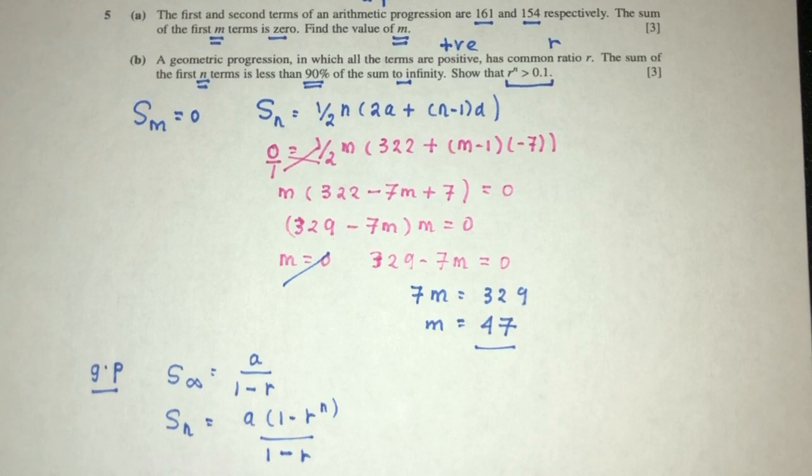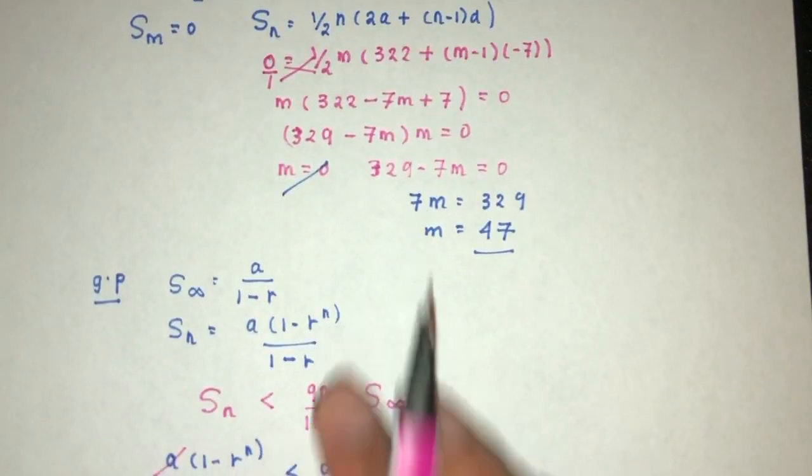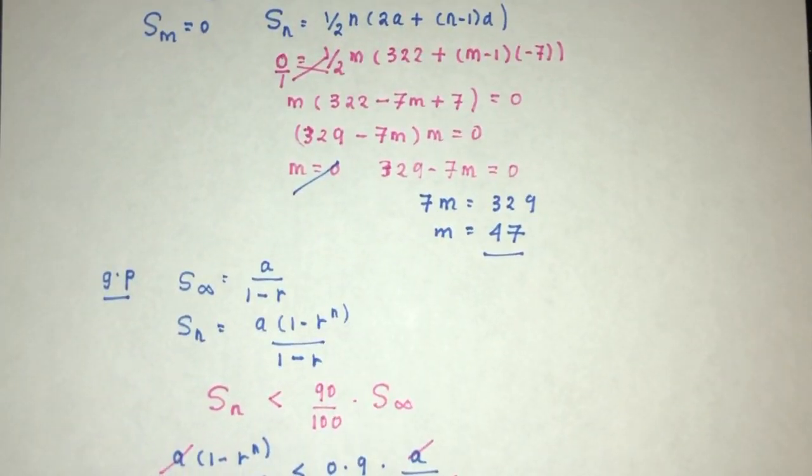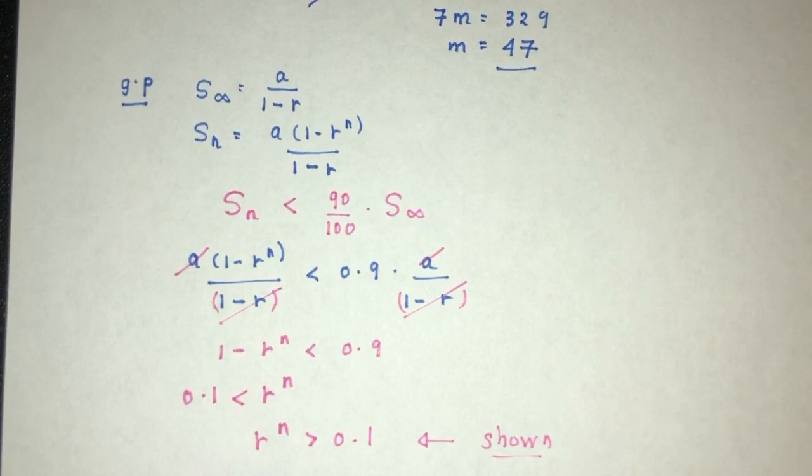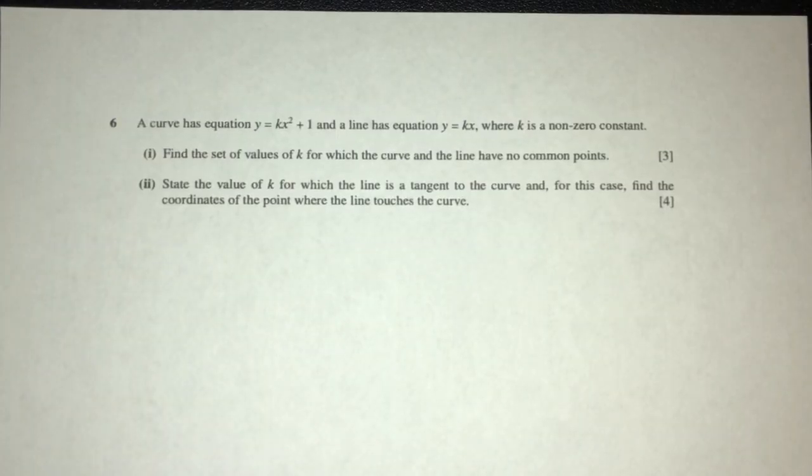Geometric progression. Again, pretty easy. We just need to know the formulas given to you in your list. You just have to find that and then replace back in the equations and then solve one by one to show what is required.